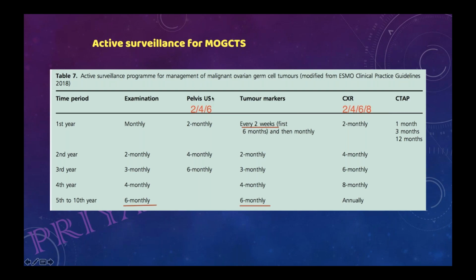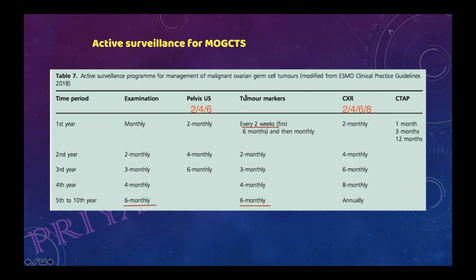And what could be the pelvic scan? You can just remember 246. That is a table of two, that will help you remember. And chest x-ray is again a table of two, 2468. In which year? In the first year 2 monthly, second year 4 monthly, third year 6 monthly, and fourth year 8 monthly. After that it is annually. So this way you can remember it. I try to simplify it that way only.